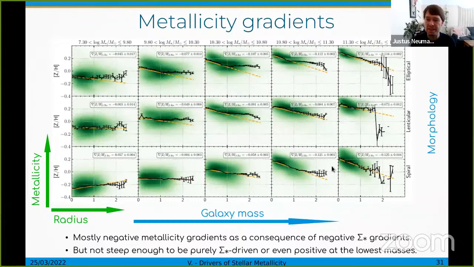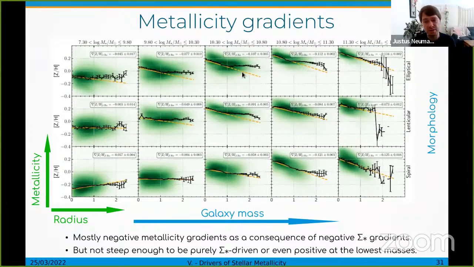So what we see here, again, there's not much of a difference for different morphologies. But we can see a strong mass dependence. On the right-hand side, for the most massive galaxies, we have the steepest gradients. But when we go to lower mass galaxies from right to left, we see that the gradients flatten. And for the lowest mass galaxies, we have a quite flat gradient. And for spirals, it even turns around and is positive.